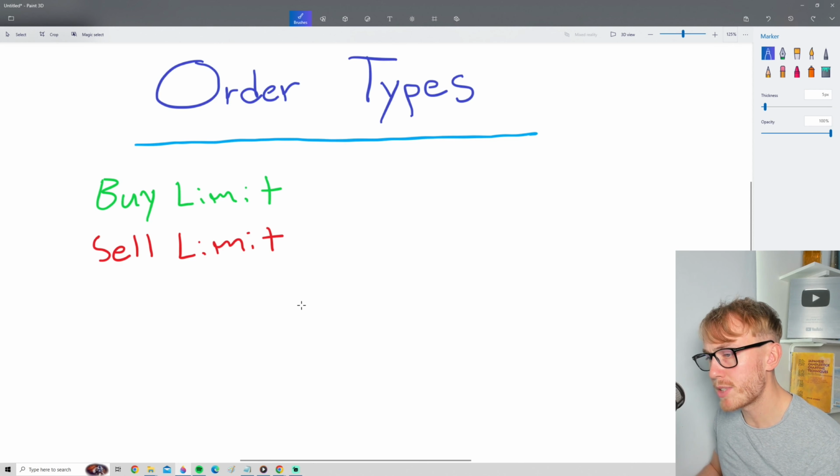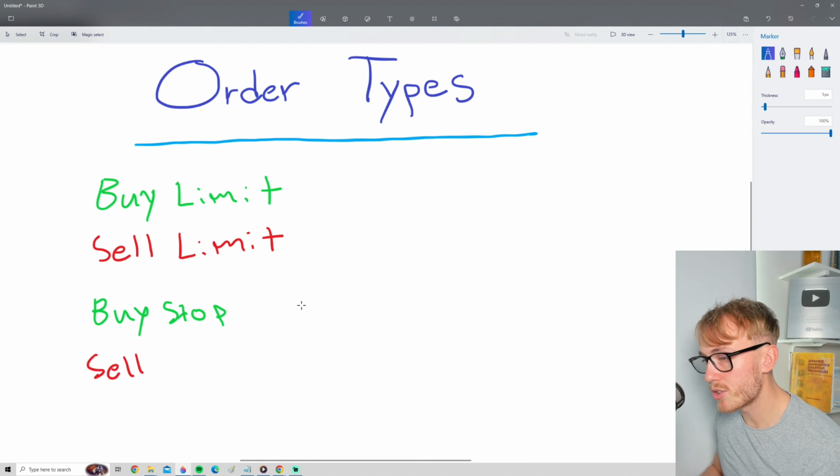The next order types I want to talk about here are, first of all, the buy stop order and the sell stop order.